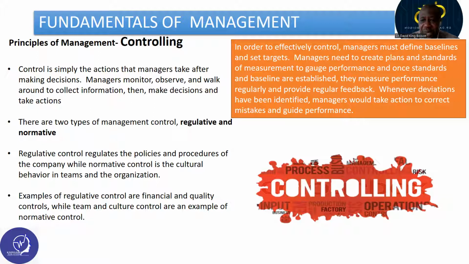Normative control. And we are saying that in order to effectively control, managers must define baselines, which I talked about. They must define targets, baselines and targets. And managers need to create plans and standards of measurement to gauge performance. And once standards and baselines are established, then it is easy to do the measurement, okay? And then you get regular feedback from them. So as a manager, one of the things you have to do when it comes to control is that you need to set the baseline. Where are we and where do we want to be?